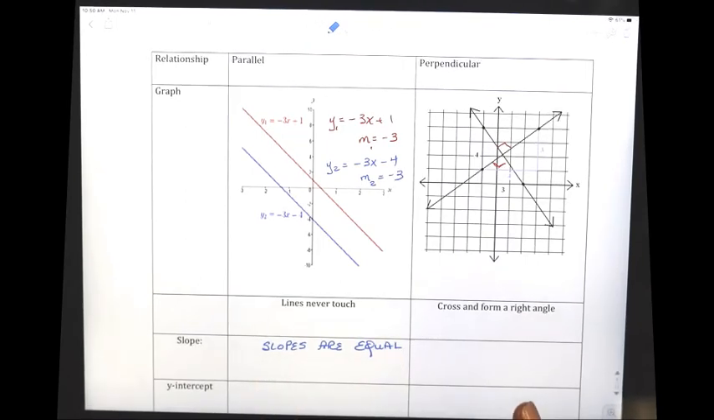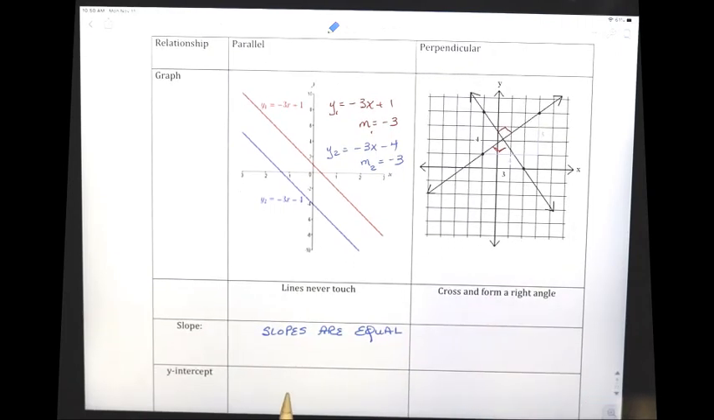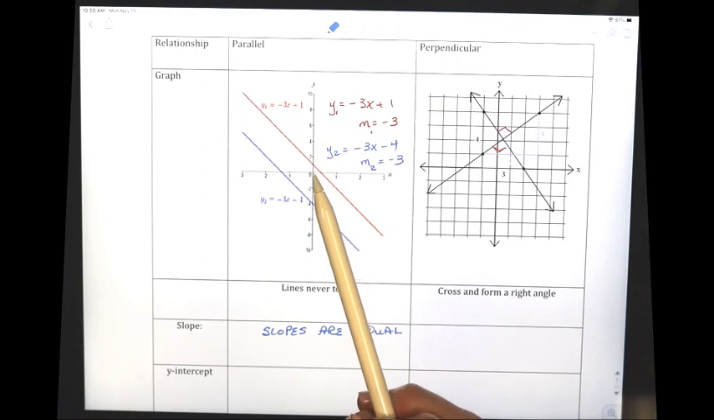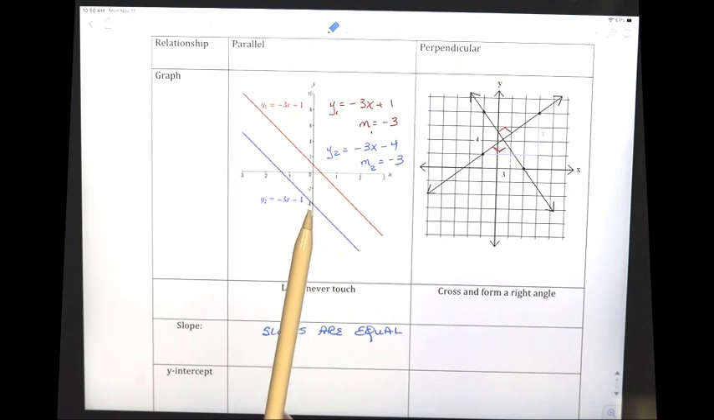And what about the y-intercepts? Well, let's continue talking about the parallel lines here and examine these y-intercepts. You can see that the first red line, the y-intercept, is up here in a positive value. It looks like it's about 1. And for the second parallel line, the blue one, you can see that the y-intercept is somewhere down around -4. So the y-intercepts are different.